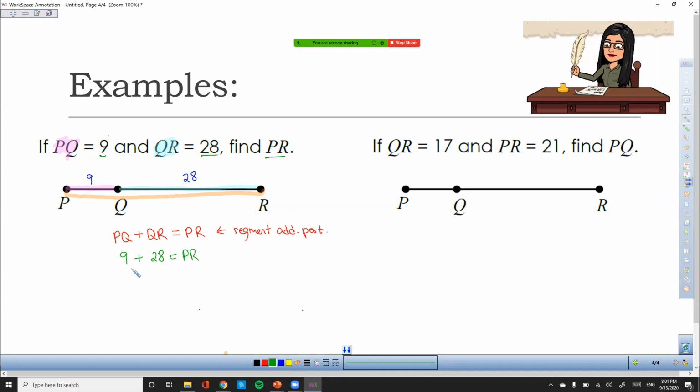So 9 plus 28, what is that going to give me? 37. So that means that the length of segment PR is going to equal 37.